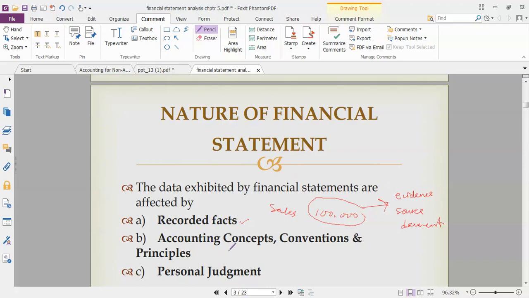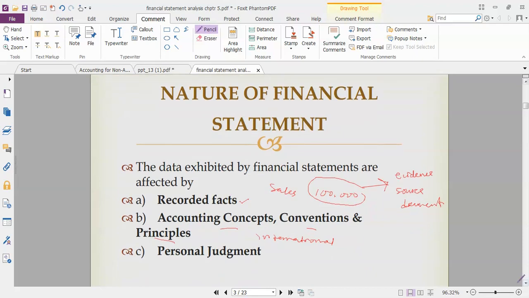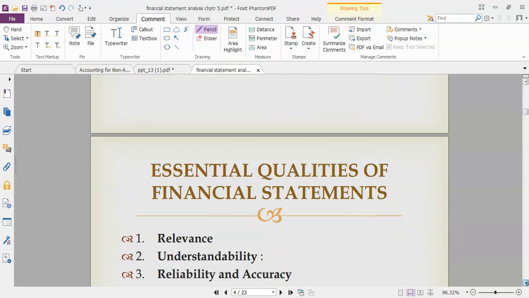And then there is also accounting concept, convention, and principle. When we prepare the financial statement, we should know the concepts, and then the conventions and principles. That is also international principle regarding the accounting. Everybody in this world, especially for the business company, uses the same concept, convention, and principle. So the third one is the personal judgment. So that is the nature of the financial statement.